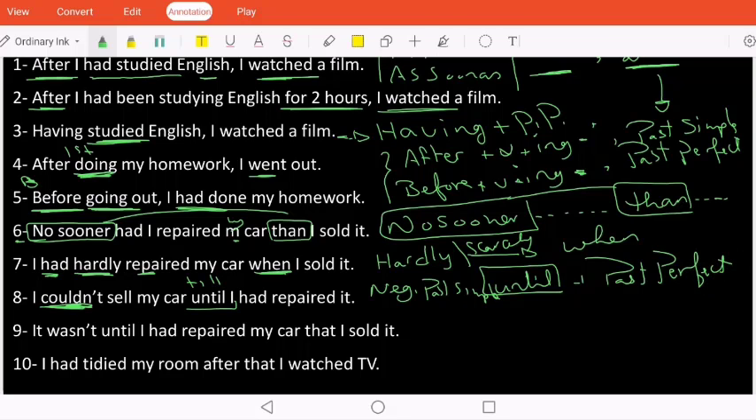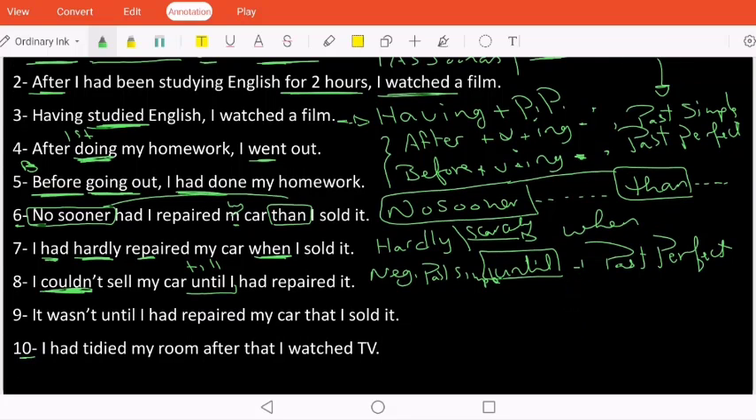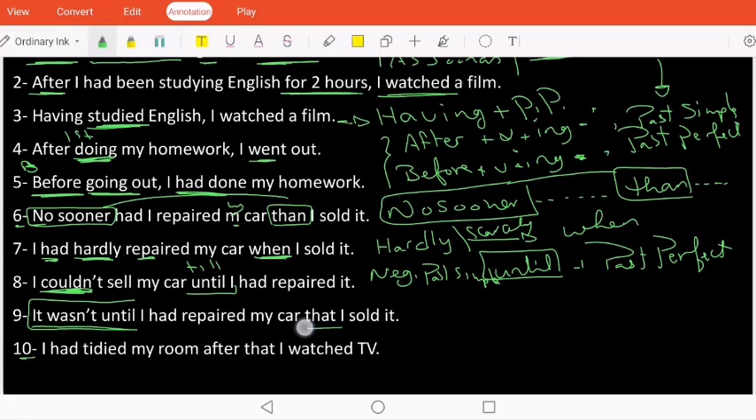Okay, here in sentence number 9 and sentence number 10 are two of the most important structures. Okay, it wasn't until. This is one of the newest structures here. It wasn't until, and it is linked to the word that. If we use it wasn't until, we must use the word that before the second action. It wasn't until, that's followed by past perfect tense: it wasn't until I had repaired my car, that followed by past simple tense, that I sold it. Number 10. The word after indicates before, and the word before indicates after. Both of them have the same meaning.